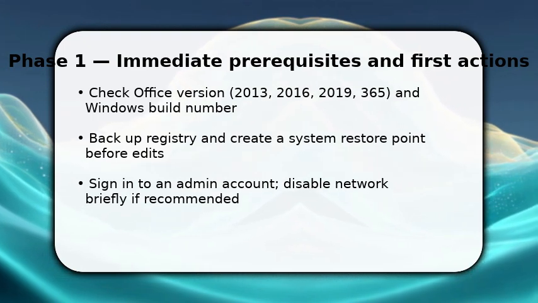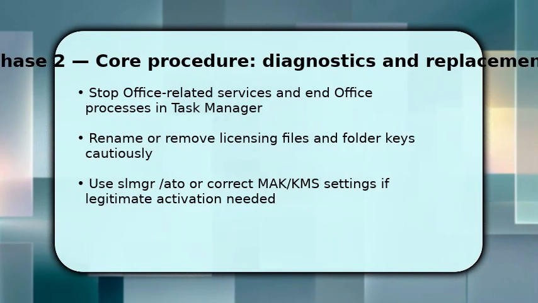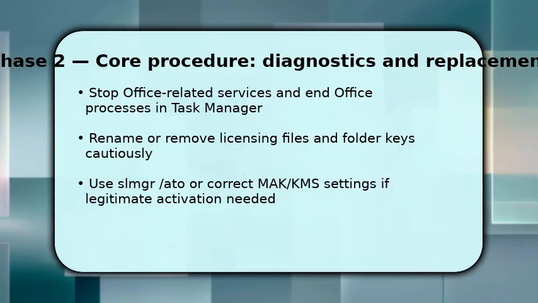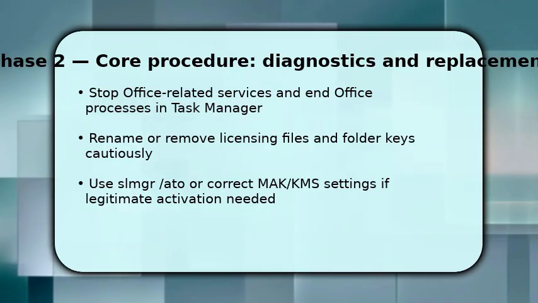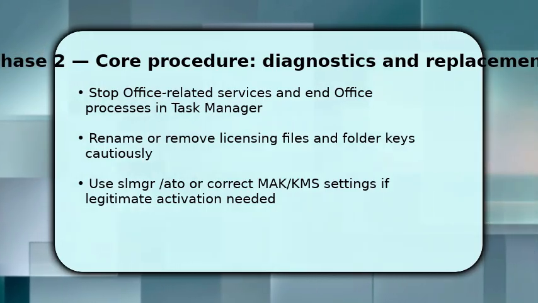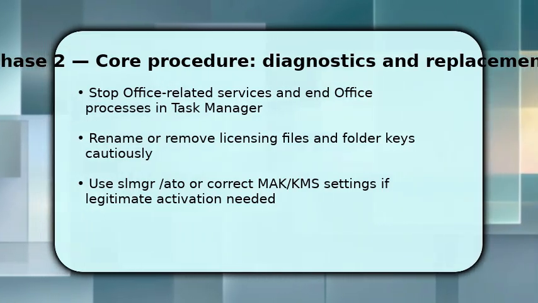Now you stop Office services and end WinWord, Excel, and Office Click to Run processes so files are unlocked. Then locate and rename specific licensing files and folders. This removes the offending flag that triggers the message. Be precise, because wrong files can break activation.